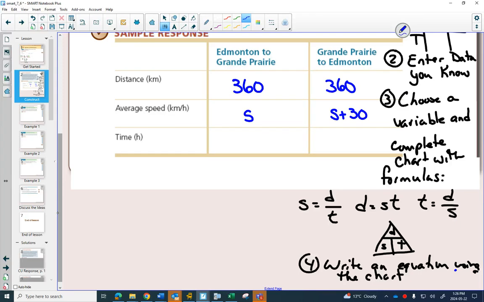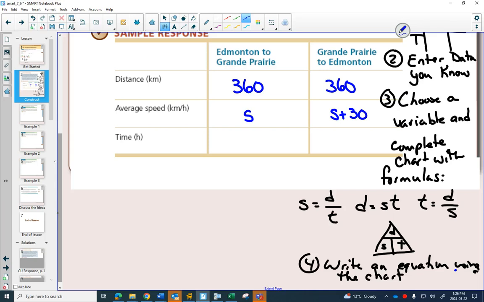So what we've done is we've entered the data that we know, which was only the 360. We chose a variable, which was S, which allowed us to do the S plus 30. And then to complete the chart, we have our formulas. Speed is distance over time, distance is speed times time, and time is distance over speed.